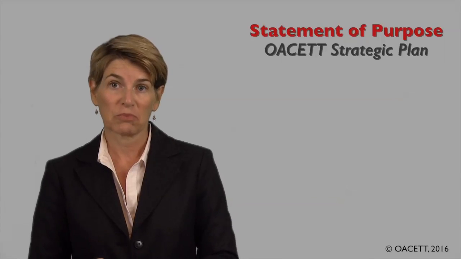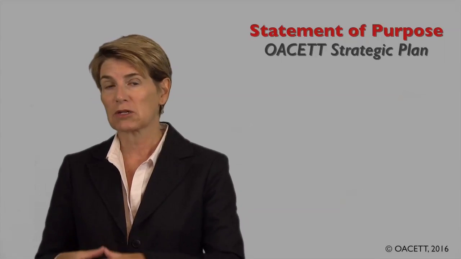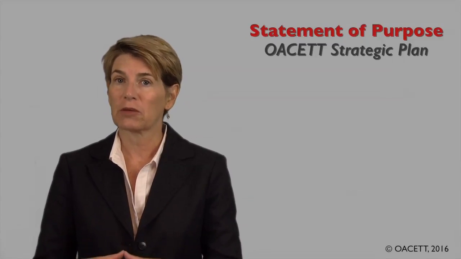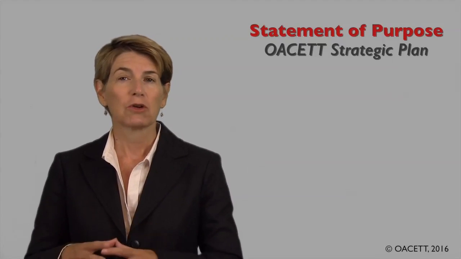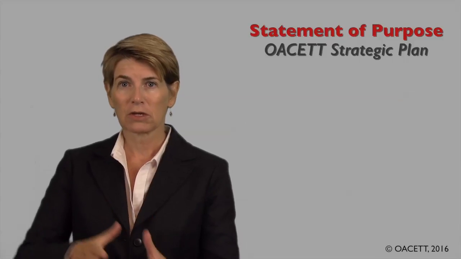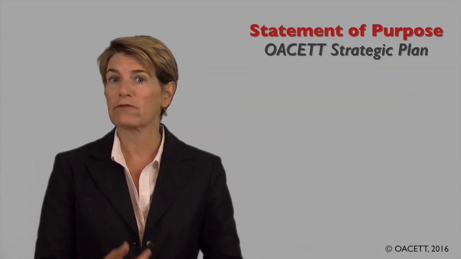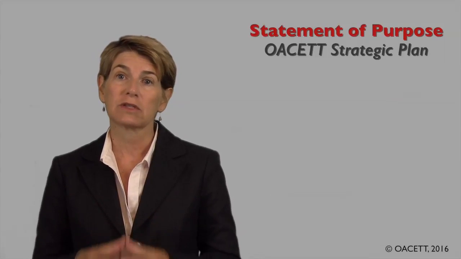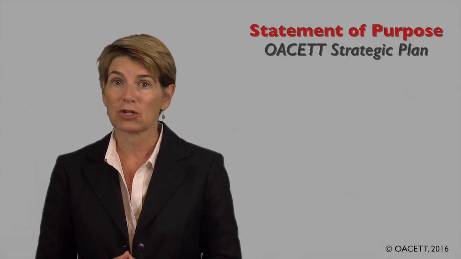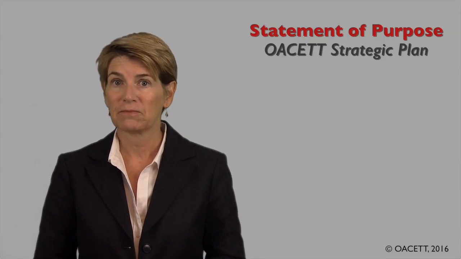So the OACETT strategic plan has the vision, mission, and strategic priorities. And those are pieces that are used in marketing and developing a marketing plan. The strategic plan has other components such as the action objectives, but those really are not about marketing. Those kind of take the organization on the operational side of things. So we're just looking at the vision, mission, and strategic objectives. Together, these are the statement of purpose of the organization. And so this is one component of the marketing plan.